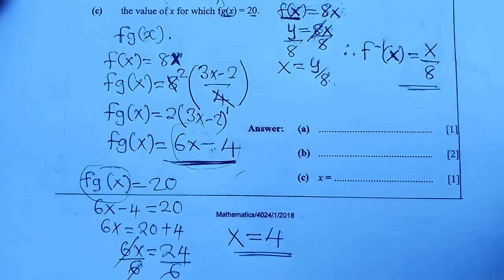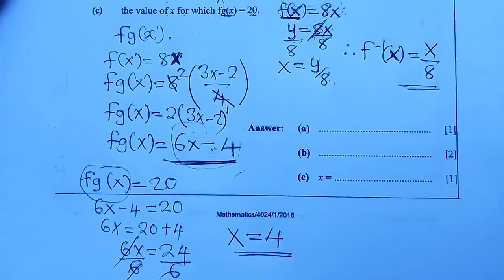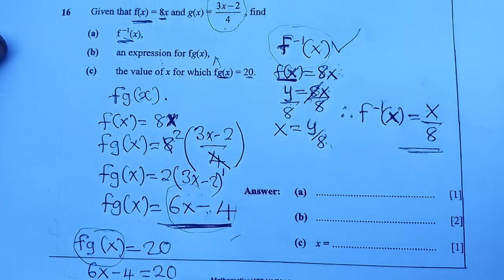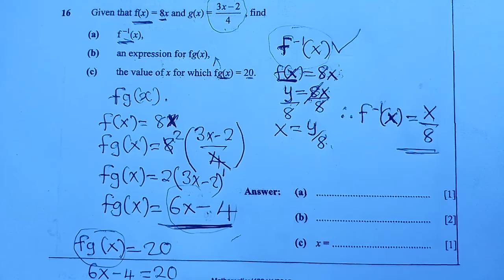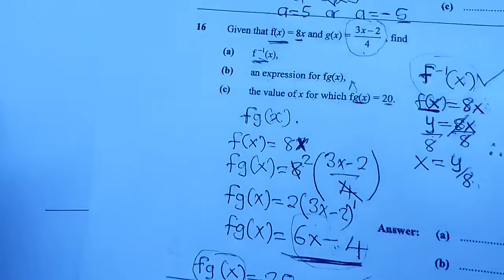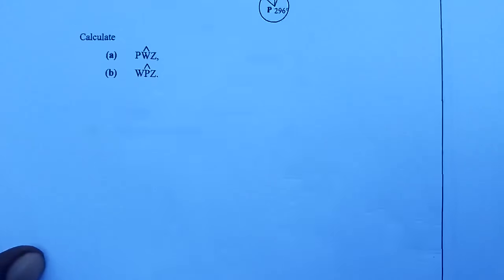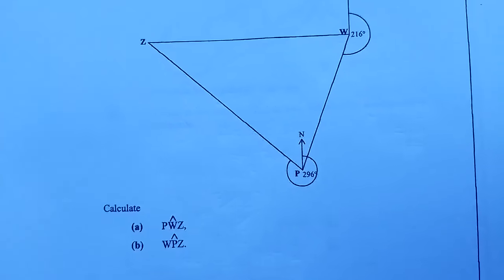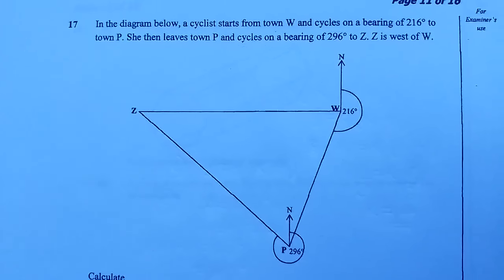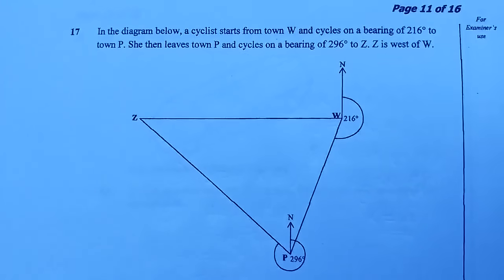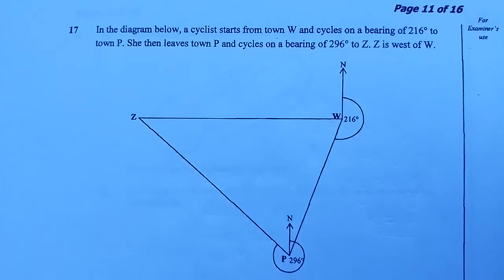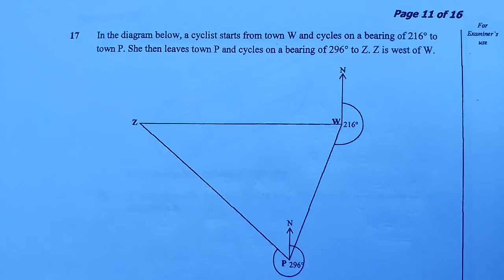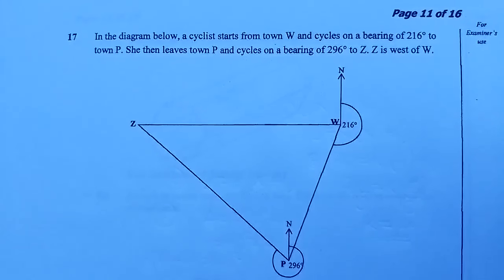So let us now move to the other question, which is question 17. So this is under what? Functions. We move to question 17, the other question that we are going to answer. This question falls under bearings. This one is very simple. Bearings are very simple. So how can we answer this?